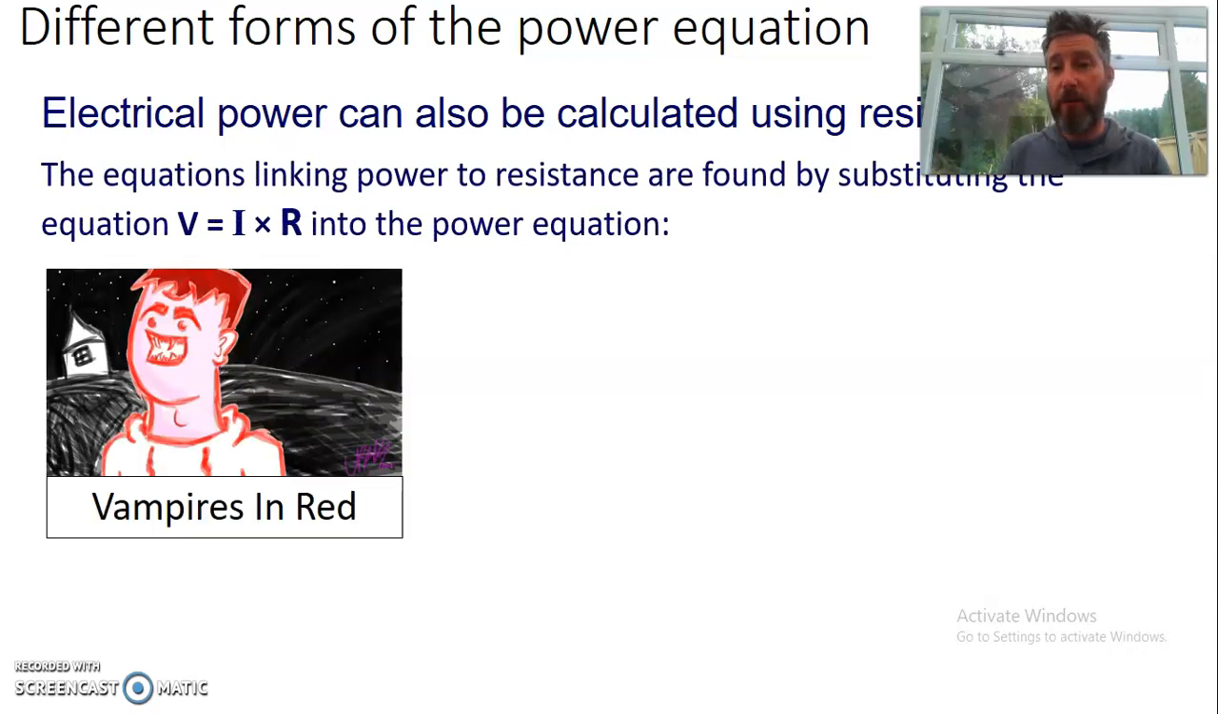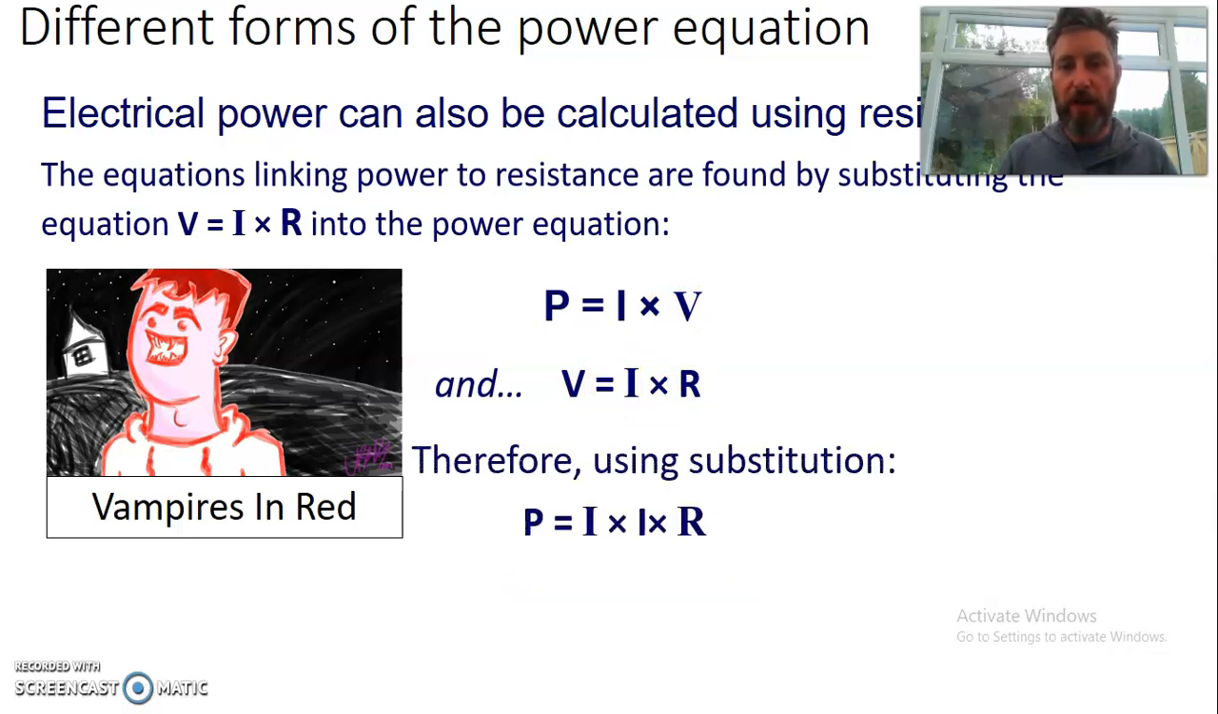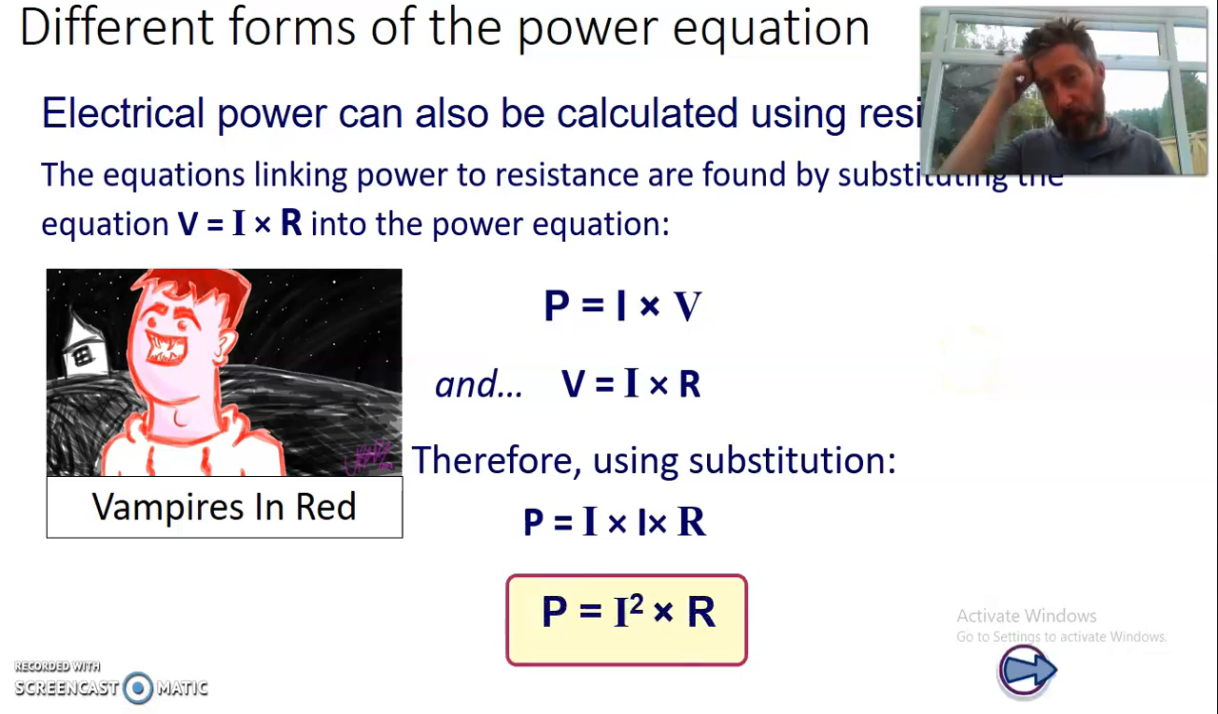We've already got V equals I times R, vampires in red, we've memorised that. And then we've got P equals I times V. Well, I've got P equals I times V, V equals I times R. So what I can do is I can put this in place of that. That's going to give me P equals I times I times R, which you can simplify. I times I is I squared. So P equals I squared times R. So that's the fourth equation you should learn.